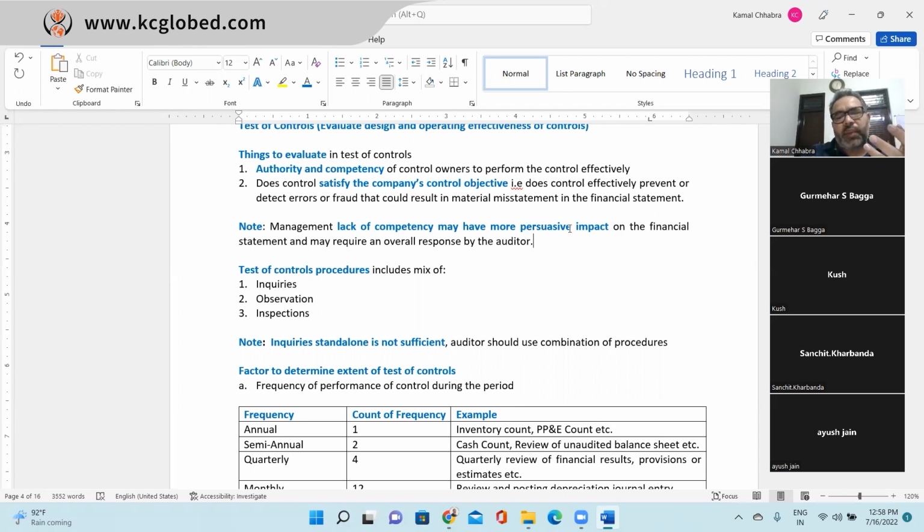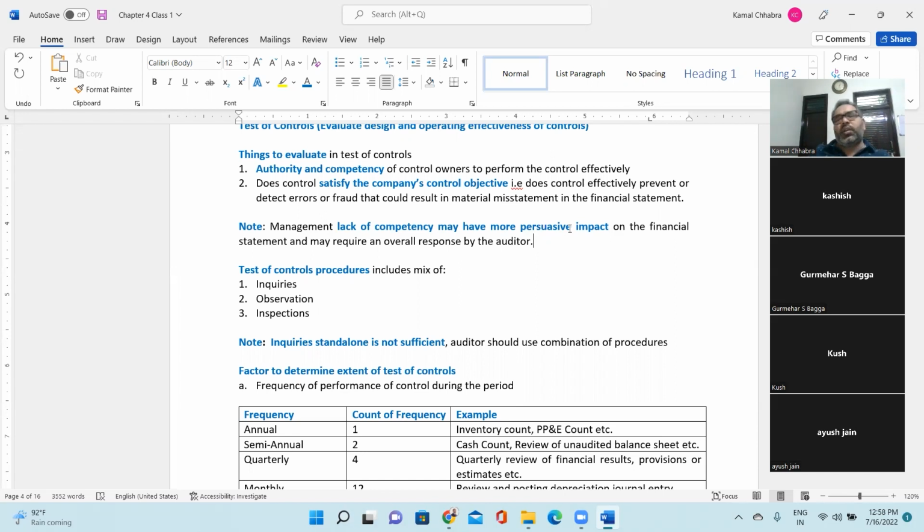You will see multiple choice questions where they may ask: management has or auditor has done the inquiry, would it be sufficient for test of control purpose? The answer would be no, right? There should be a mix of procedures to gain comfort over the operating effectiveness of the internal control. You cannot say just by performing inquiry with the management, you will gain comfort over the operating effectiveness of the internal control. It's mandatory to perform either inspection or observation or a combination of both.